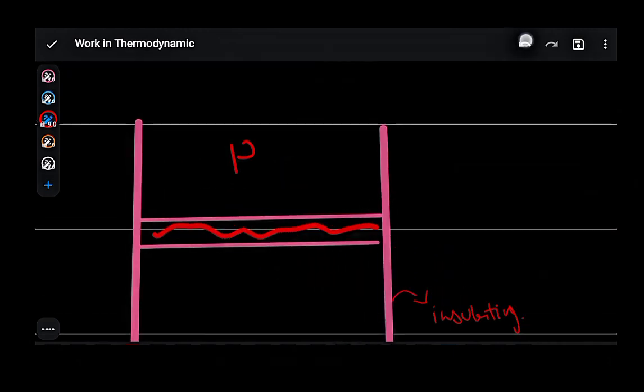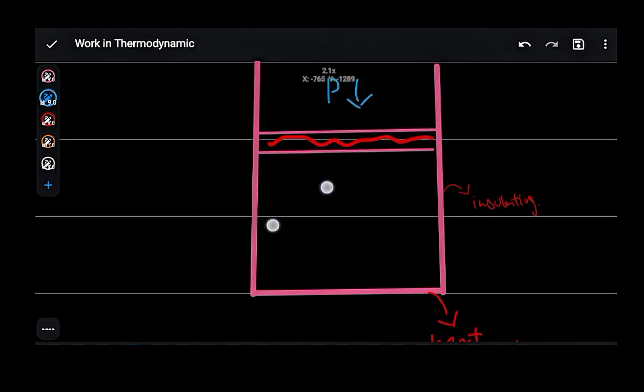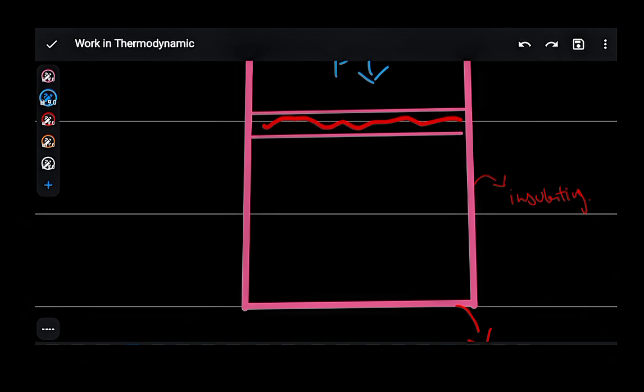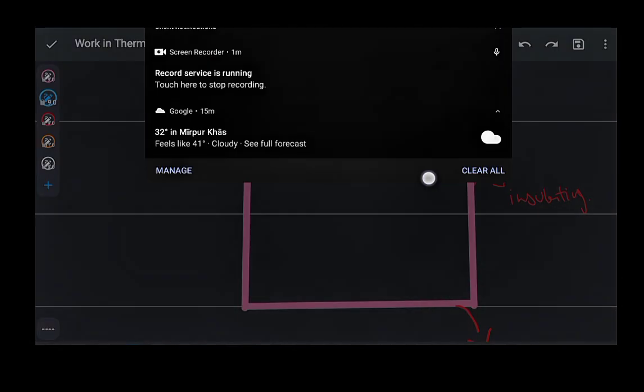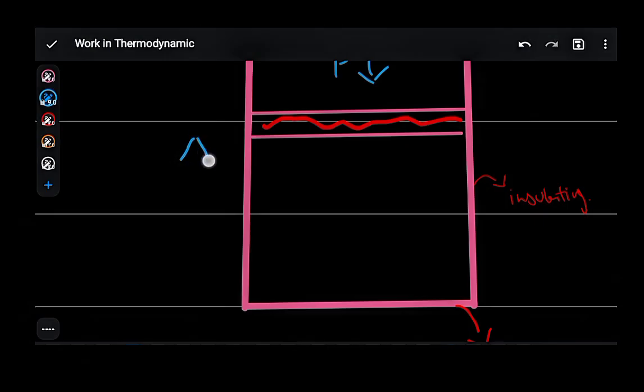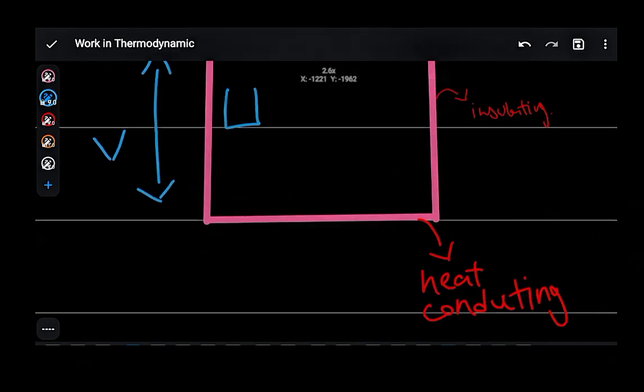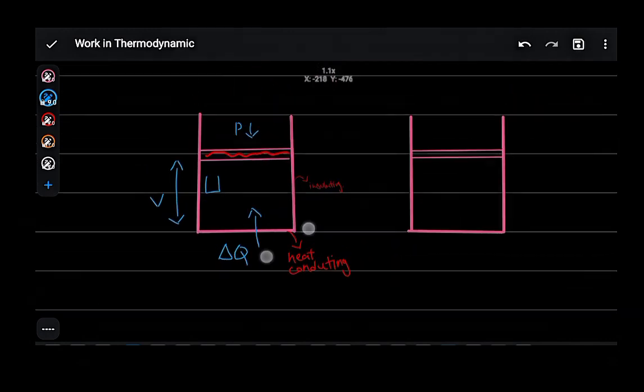I will use blue for it. Pressure, and this is the volume of the cylinder, meaning the gas inside it. This is the internal energy, and this is basically the heat which we will provide. So I think this diagram is clear. This basically represents the heat energy.